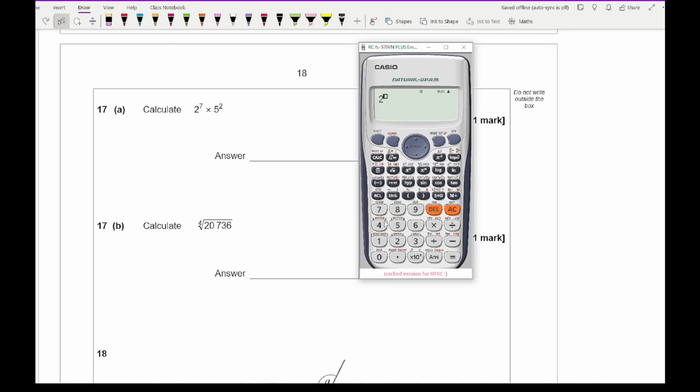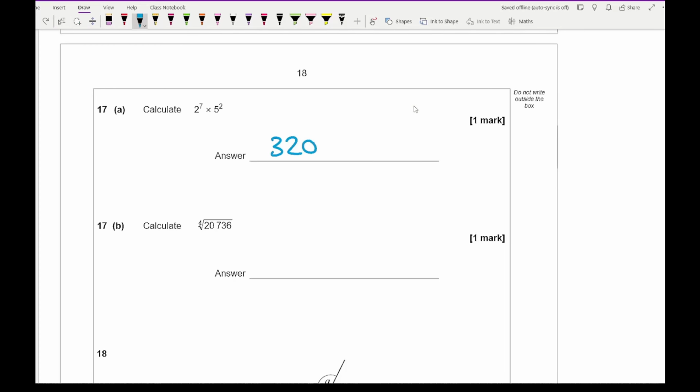So 2 to the power of 7. Then just remember to scroll across. Multiplied by 5 to the power of 2. Press equals, and here it tells me the answer is 3,200.